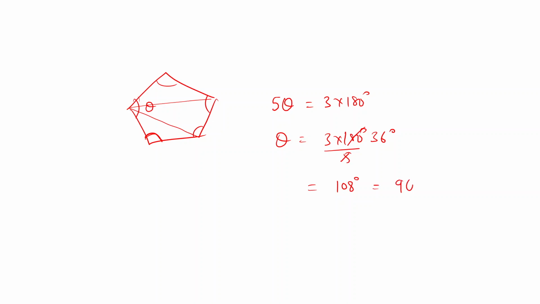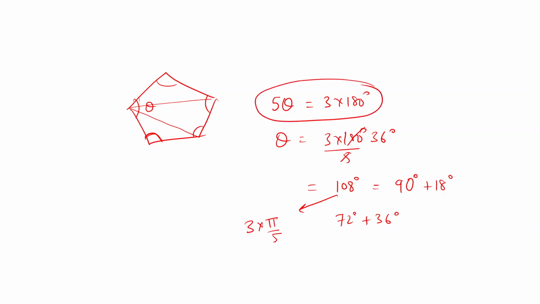So you can construct 90 degrees plus 18 degrees, or you can construct 72 degrees plus 36 degrees. So this is basically 3 times 36 degrees, 3 times pi by 5, right? Let me see it once again. Yeah, 5 theta is equal to 3 times pi, so the theta is going to be 3 times pi by 5. So we have constructed pi by 5. In that same construction, we have seen how we can take 2 pi by 5 and 3 pi by 5. So we are going to use that construction.